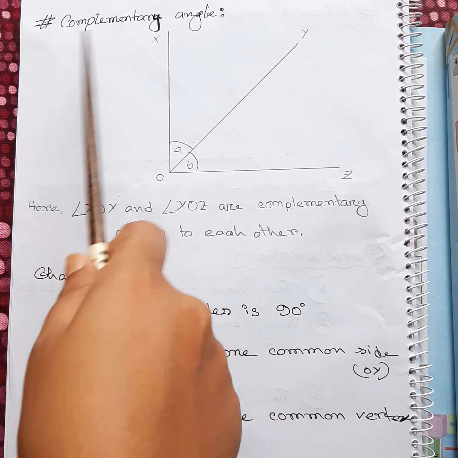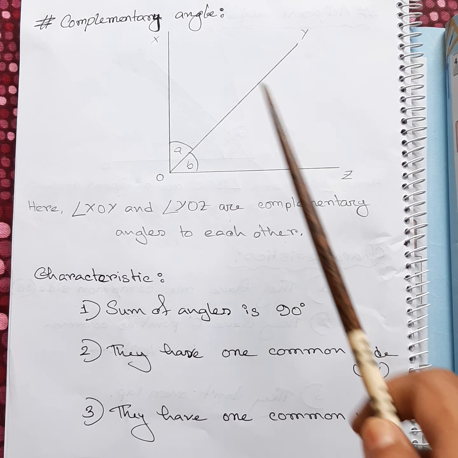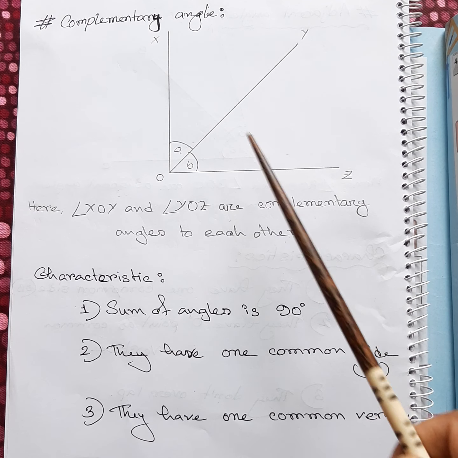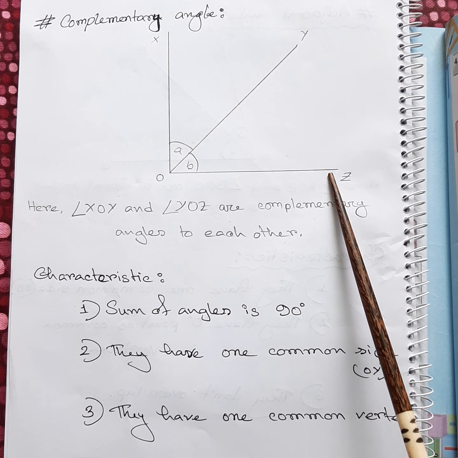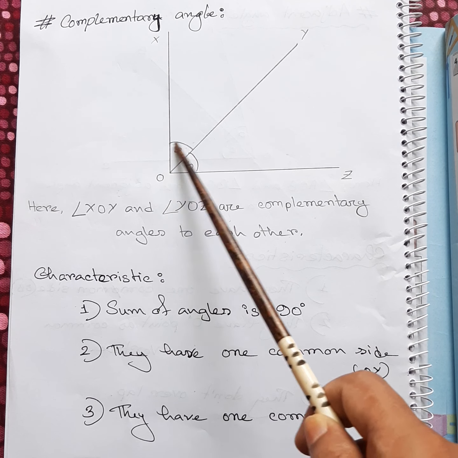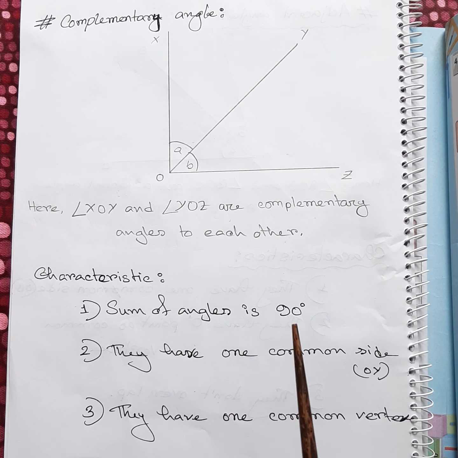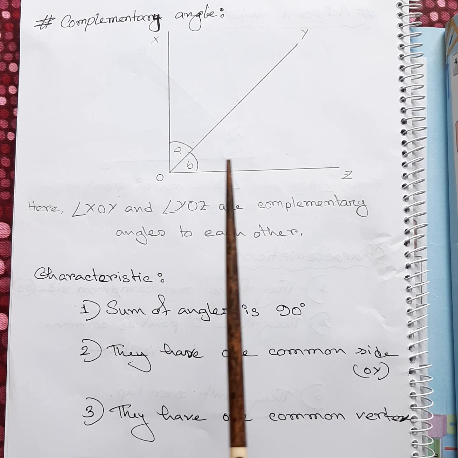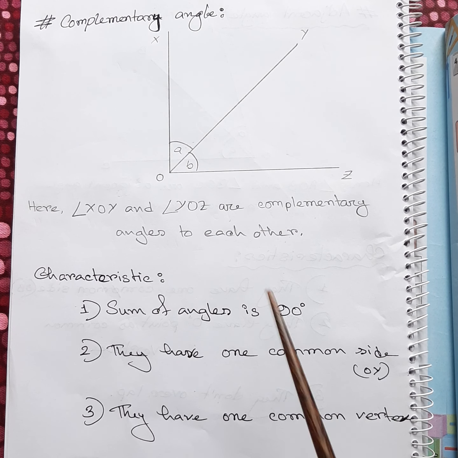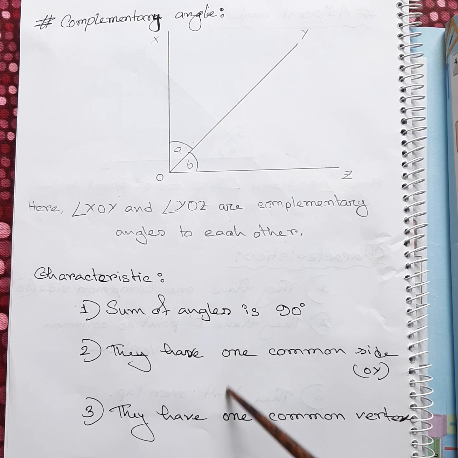This is the complementary angle. When two adjacent angles make 90-degree angle, both of them will make 90-degree angle. On that time they are called complementary angle to each other. Okay, and you can see that the characteristic, you get it from here. Please write down it. If you have any question, again ask me.